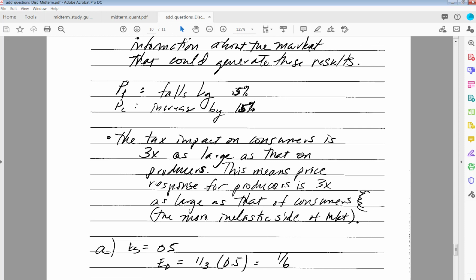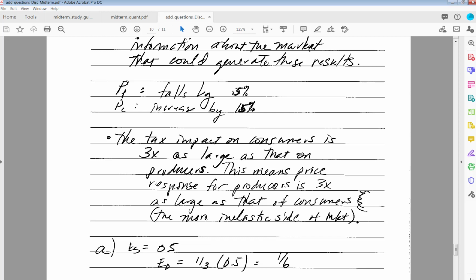That means that consumers are the inelastic side of the market. The price response on the producer side of the market needs to be 3 times as large. So you're getting 1/3 of the effect. You must be 3 times as elastic.